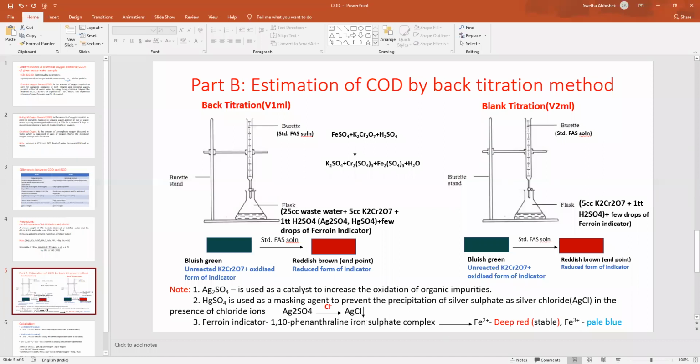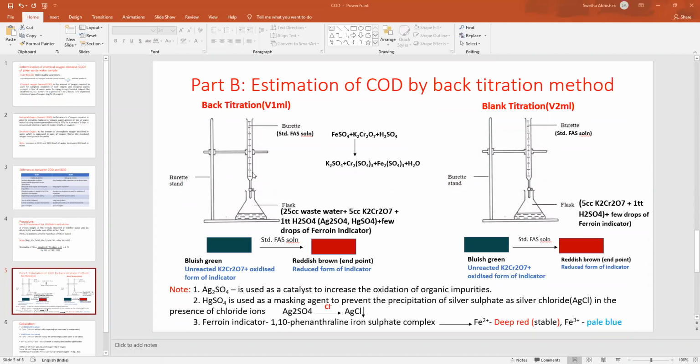So if iron is present in +2 state, the color of the ferroin indicator is deep red. This is the most stable state of the indicator. But if iron is present in +3 oxidation state, then the color of the indicator is pale blue. So the change in color of this solution is due to the change in oxidation state of iron in the indicator. If iron is present in +2, what is the color of the indicator? Deep red. If iron is present in +3 state, what is the color of the indicator? Pale blue. Which is the most stable state of the indicator? Of course, it is deep red color.